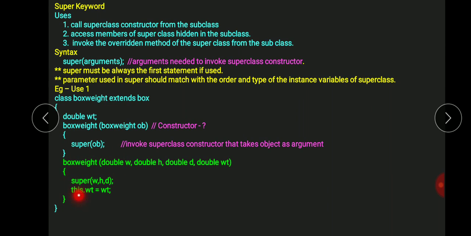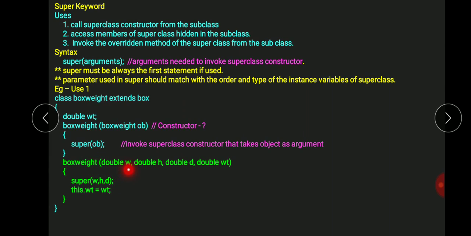There is one more parameterized constructor inside the subclass BoxWeight which is taking four arguments: w, h, d and weight, that is width, height, depth and weight. So w, h and d belong to the superclass instance variables, and weight is one instance variable that belongs to the subclass. That's the reason this class is named BoxWeight.